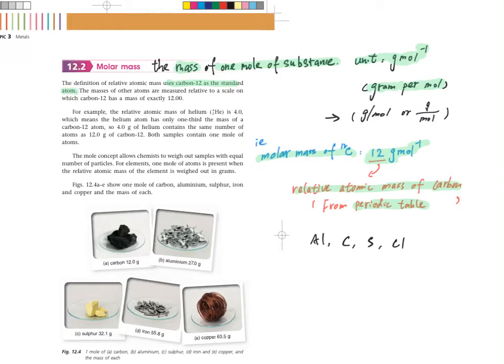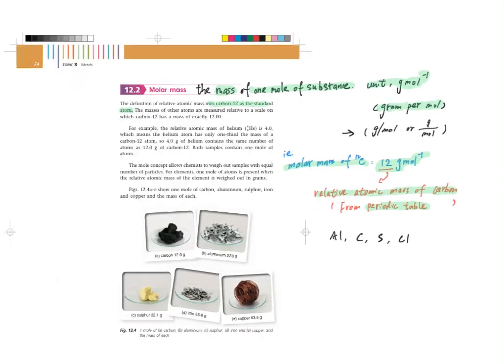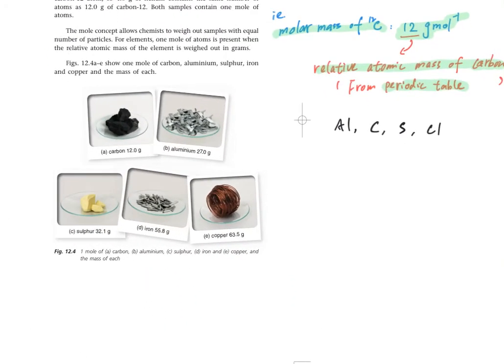they use carbon-12 as standard. And then what are their molar mass? For example, let's see the molar mass of aluminium. Actually, the molar mass of aluminium, the number you can refer to the relative atomic number in the periodic table, right? So aluminium is 27.